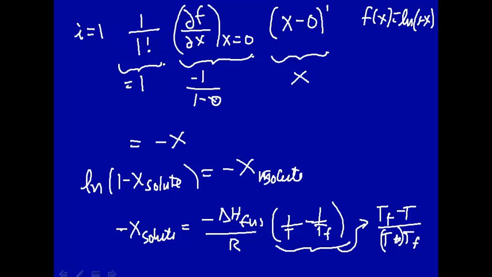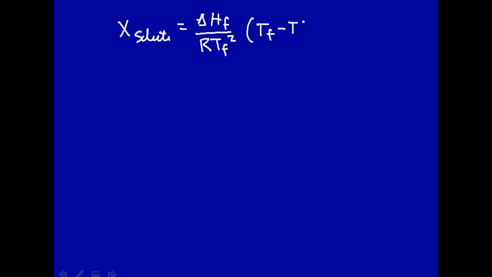All right, and let's get rid of that minus sign on both sides. We get that the mole fraction of the solute is equal to delta H of fusion divided by R times the freezing point of the pure solvent squared, times the freezing point of the pure solvent minus the freezing point of the solution. And this we're going to call delta T, the freezing point depression, the lowering of the freezing point. So there it is, but it's not quite yet in the form that was presented in introductory chemistry.